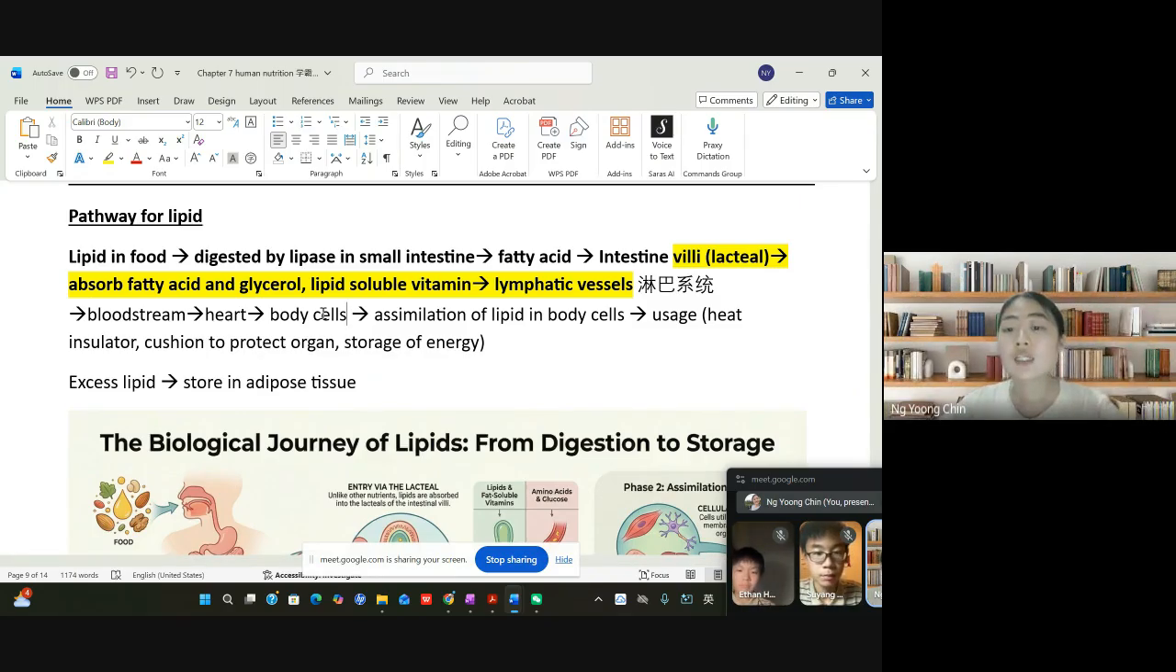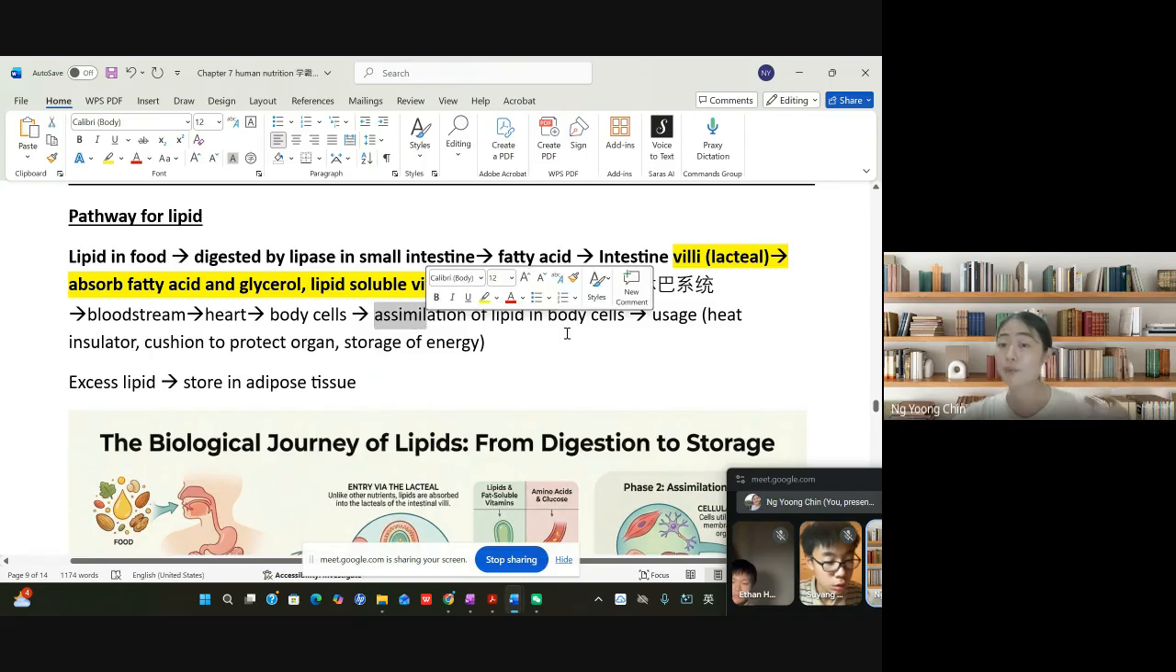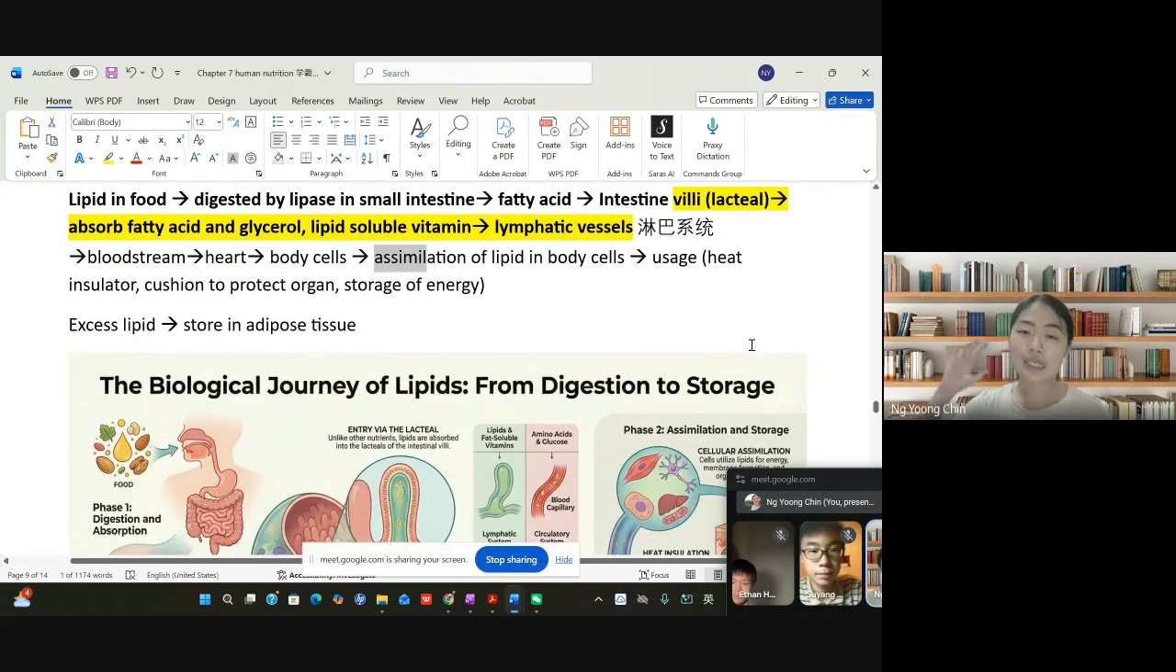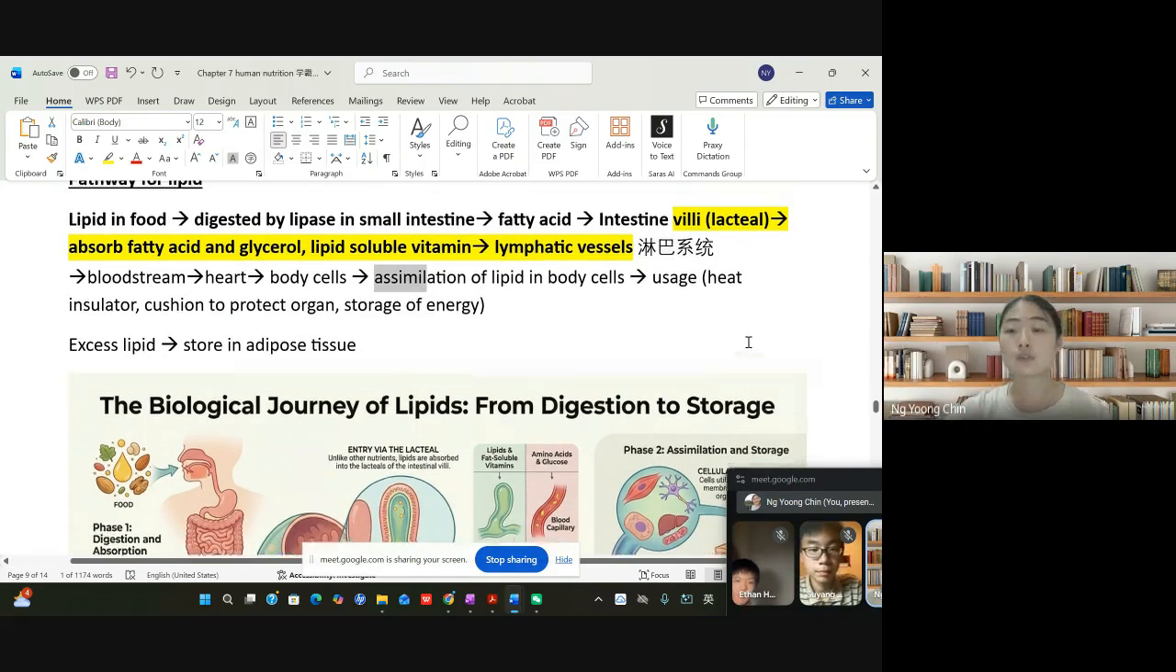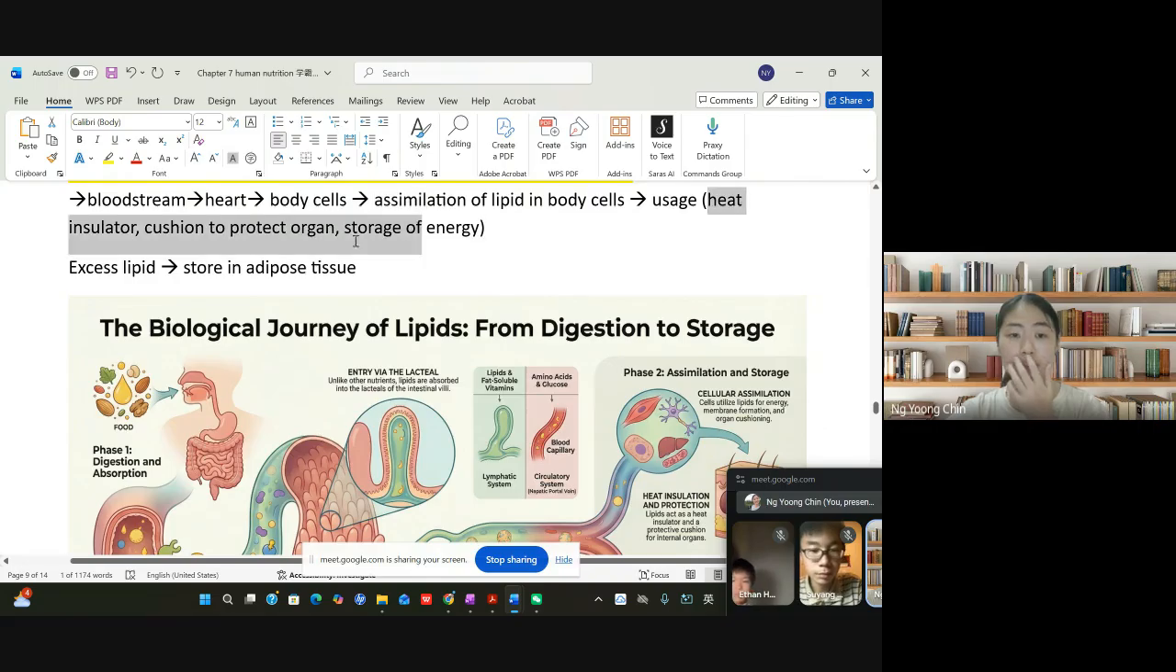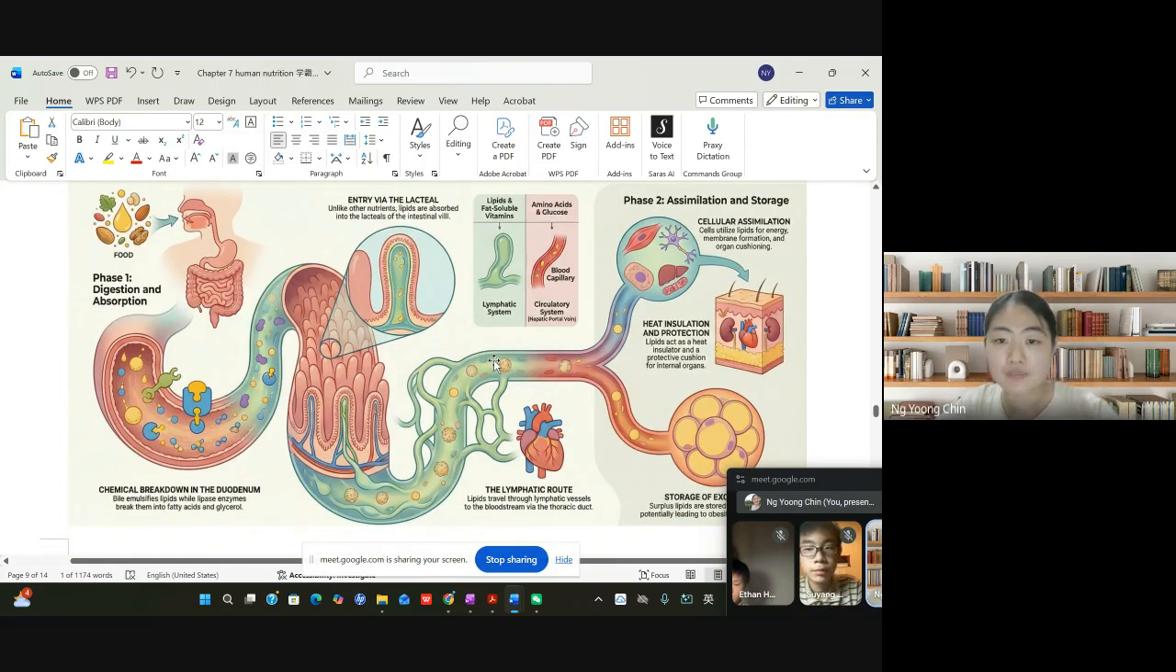Whenever the fatty acid and glycerol reach your body cell, there will be assimilation of lipid in the body cell. This time assimilation occurs in the body cell, not in the liver. That's why your body cells can use the lipid. They can use the fatty acid and glycerol to become cushions to protect organs, storage of energy, and insulator. Those are the functions of the lipid.